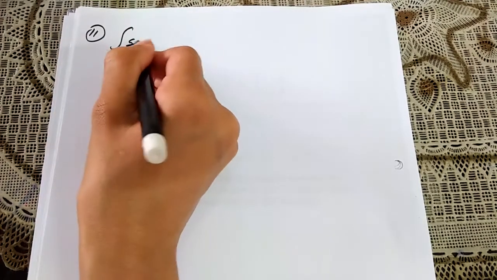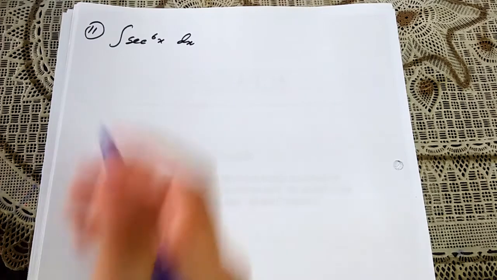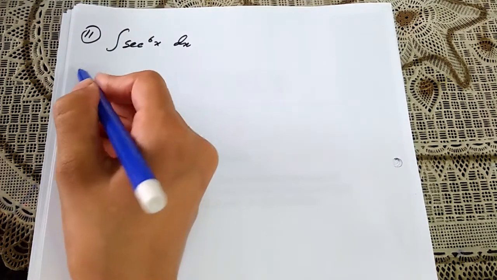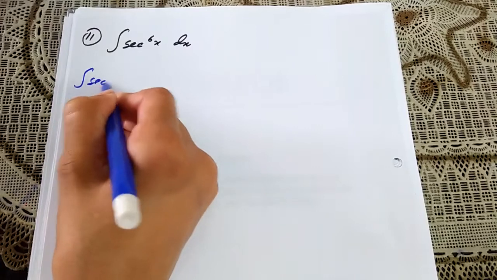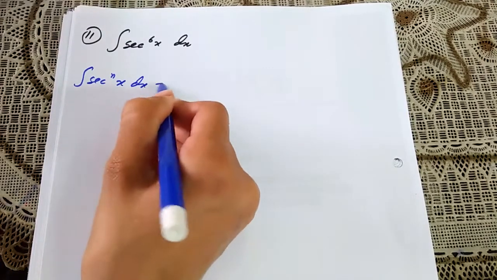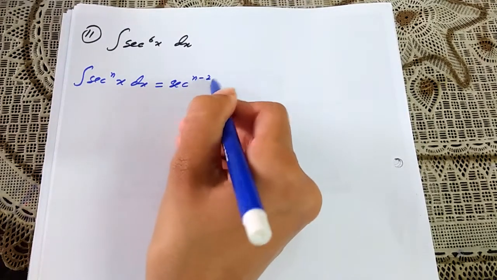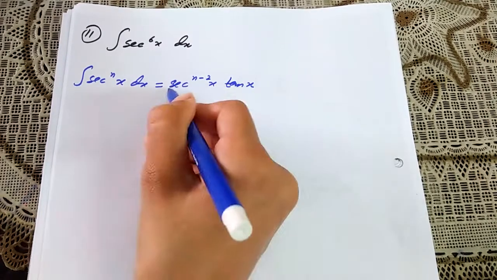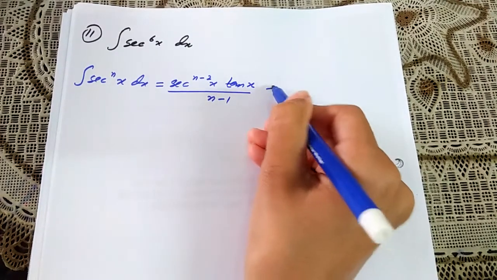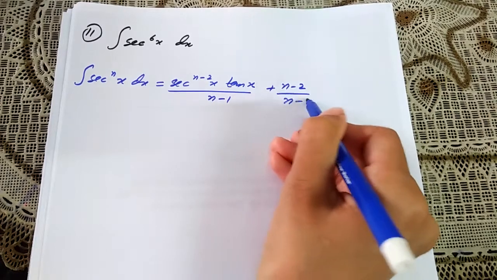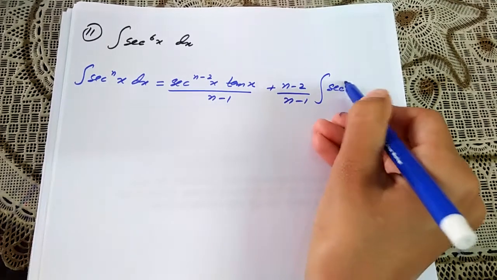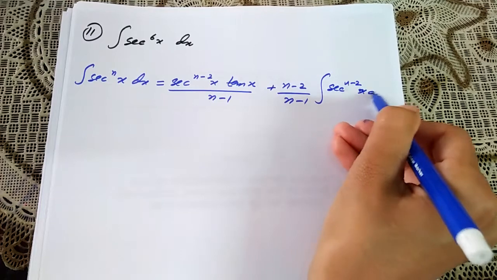Now for question number 11, secant 6 of x dx. Now using the reduction formula from question number 6, reduction formula for integral secant n of x dx is equals to secant n minus 2 x tangent of x over n minus 1 plus n minus 2 over n minus 1 integral secant n minus 2 of x dx.